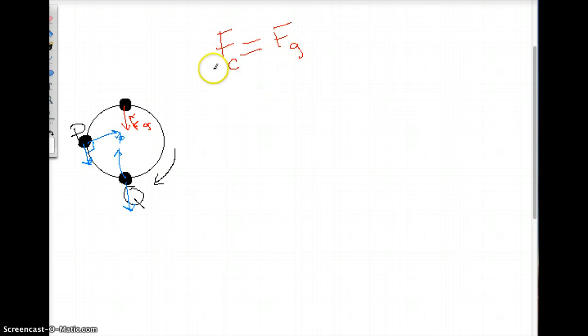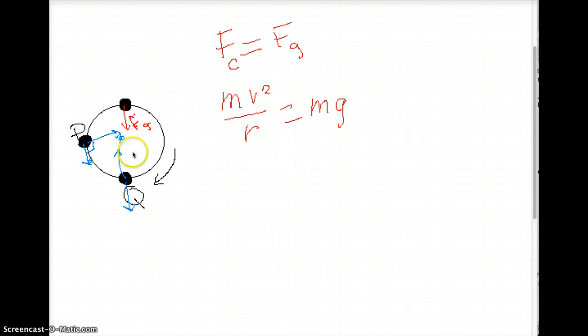It's going in circles, so we can assume there's centripetal acceleration, and we have an equation for that: mv squared over r, is equal to the force of gravity, which is mass times g, where g is 9.8 meters per second squared. We want to just solve for the velocity that this ball is going to have if the case is that gravity is the only thing causing it to go in a circle. That's the story this equation is telling us.